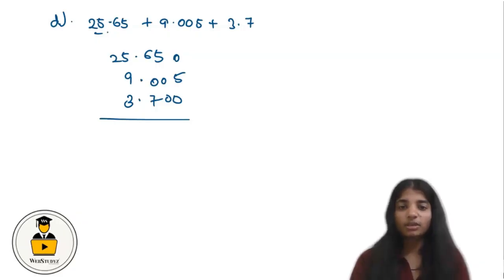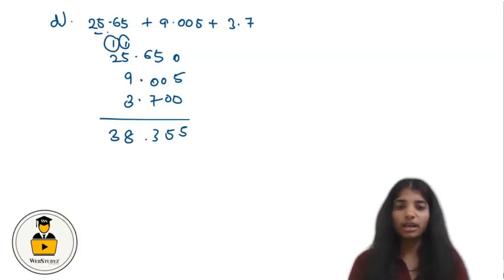So 0 plus 5 plus 0 is 5. 5 plus 0 plus 0 is 5. 6 plus 0 plus 7 is 13. 3 is here, taking 1 there as carry. So 1 plus 5 is 6. And 6 plus 9 is 15. And 15 plus 3 is 18. So 8 is here and taking 1 there as carry. So this becomes 38.355. So we can say that the addition of all these terms is 38.355. So this is the answer to part D of this question.